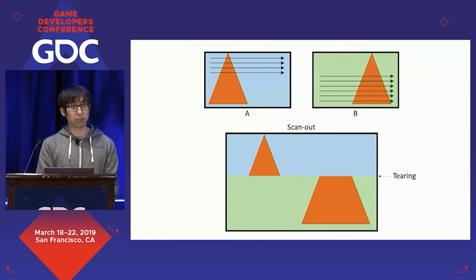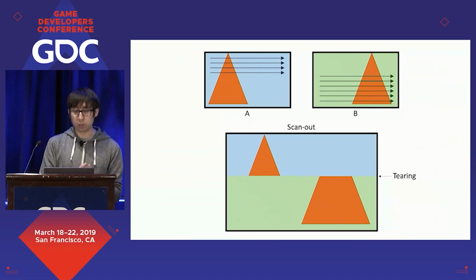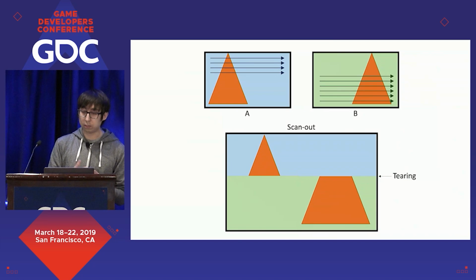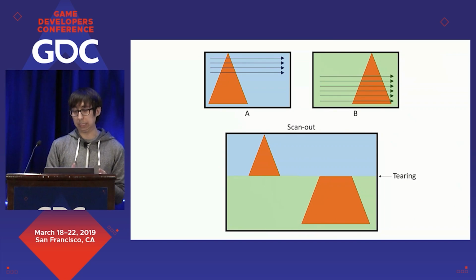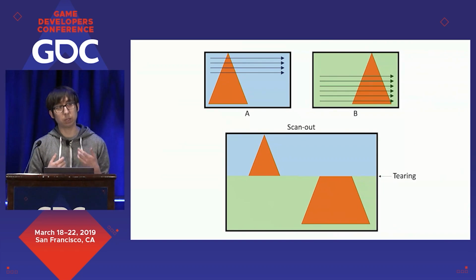So solving this requires a second rule. Only flip when the scan-out is done. In other words, only flip during V blanks. This is called vertical blank synchronization, or VSync. And all of the games that we ship on console have VSync enabled by default.